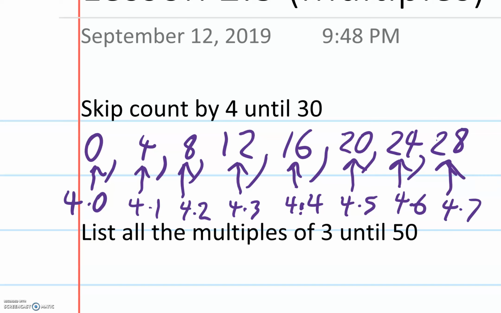Okay, so skip counting, fine. But when we're saying multiples, this is what we're talking about more specifically and more mathematically.